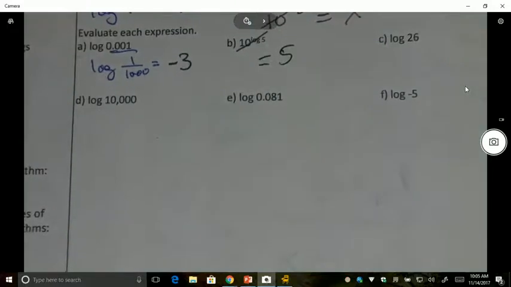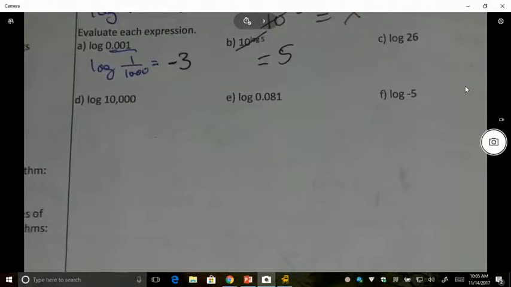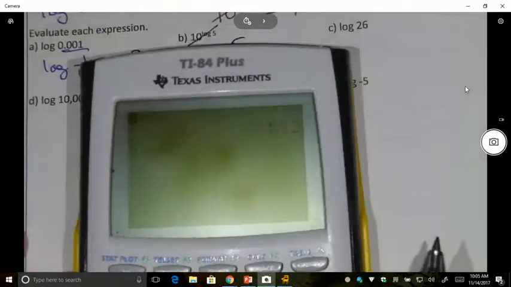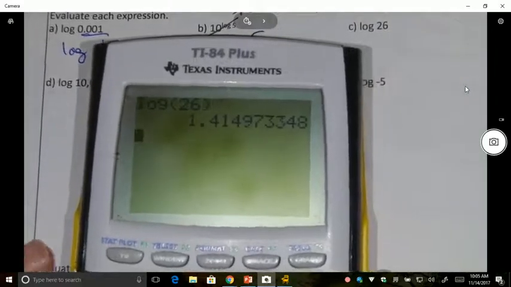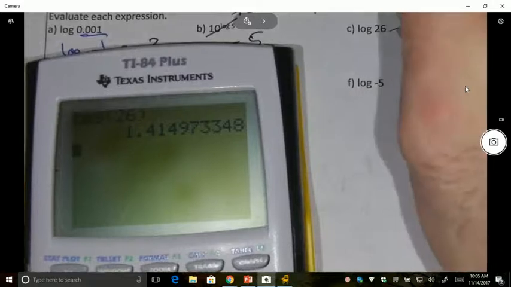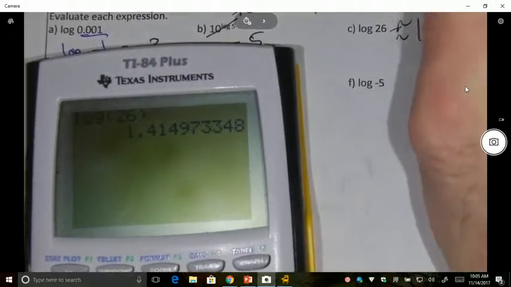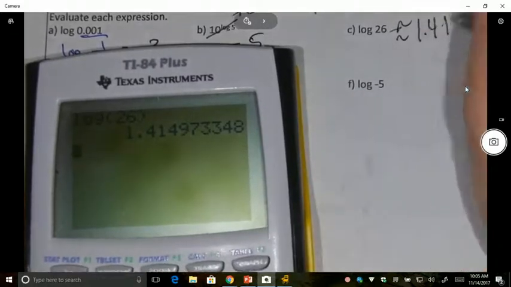Letter C. Is 26 a base of 10? Is 10 even a factor of 26? No. So I'm not going to be able to do that one at all without a calculator. I'm just going to have to do log of 26 and get a decimal approximation. The decimal approximation for that is 1.41.